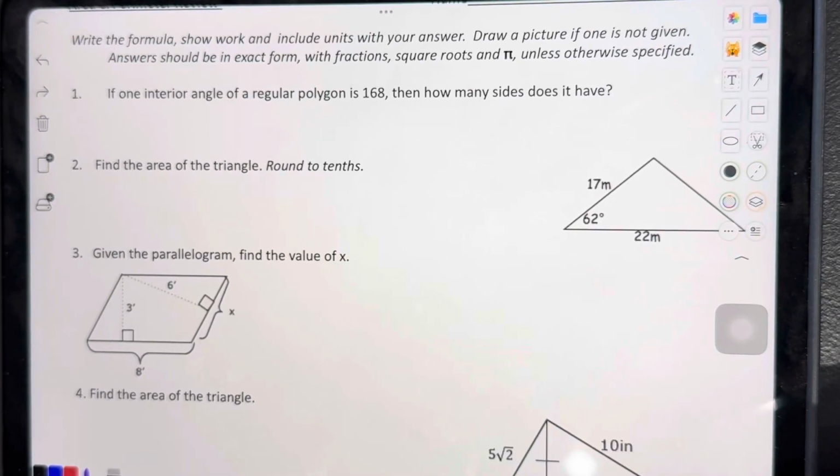These are some of the advanced questions on the area of the polygon. Let's see. I will try to do all of them.